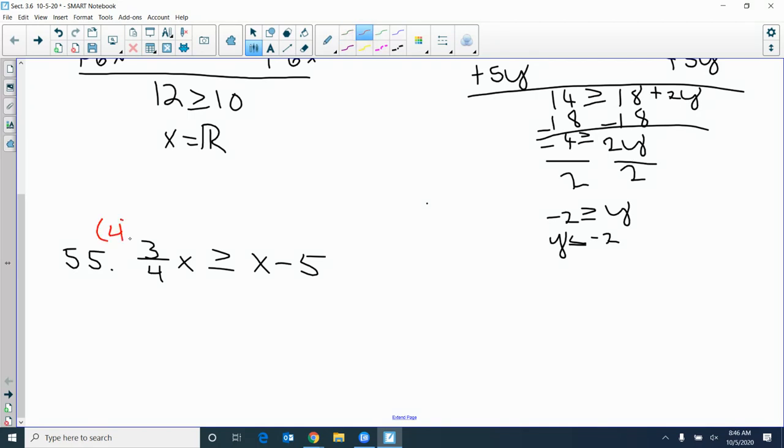I saw in some of your papers you did a little bit of it, but you got to multiply each term, because some of you didn't multiply that x. What is 3/4 times 4? 3/4 times 4 is 3x. 3x is greater than or equal to 4 times x minus 5, so you got to multiply that 4 by the x minus 5, which gives x minus 20.